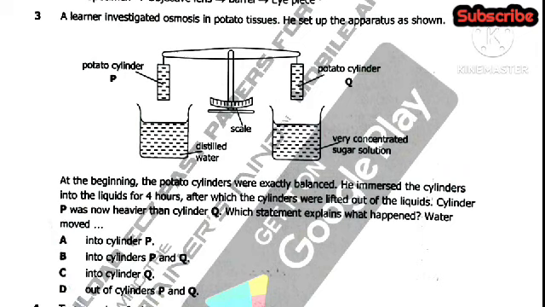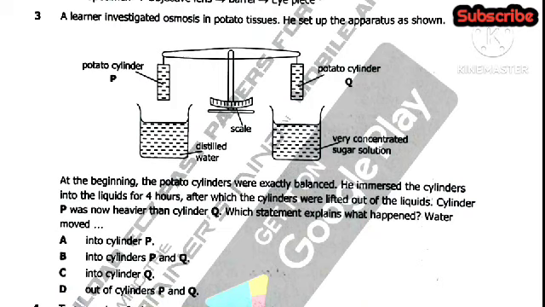Question 3. Elena investigated osmosis in potato tissues. He set up the apparatus as shown. So we have two potato cylinders, P and Q. And then we have two liquids: distilled water, and a very concentrated sugar solution. At the beginning, the potato cylinders were exactly balanced. He immersed the cylinders into the liquid for 4 hours, after which the cylinders were lifted out of the liquids. Cylinder P was now heavier than cylinder Q. Which statement explains what happened?